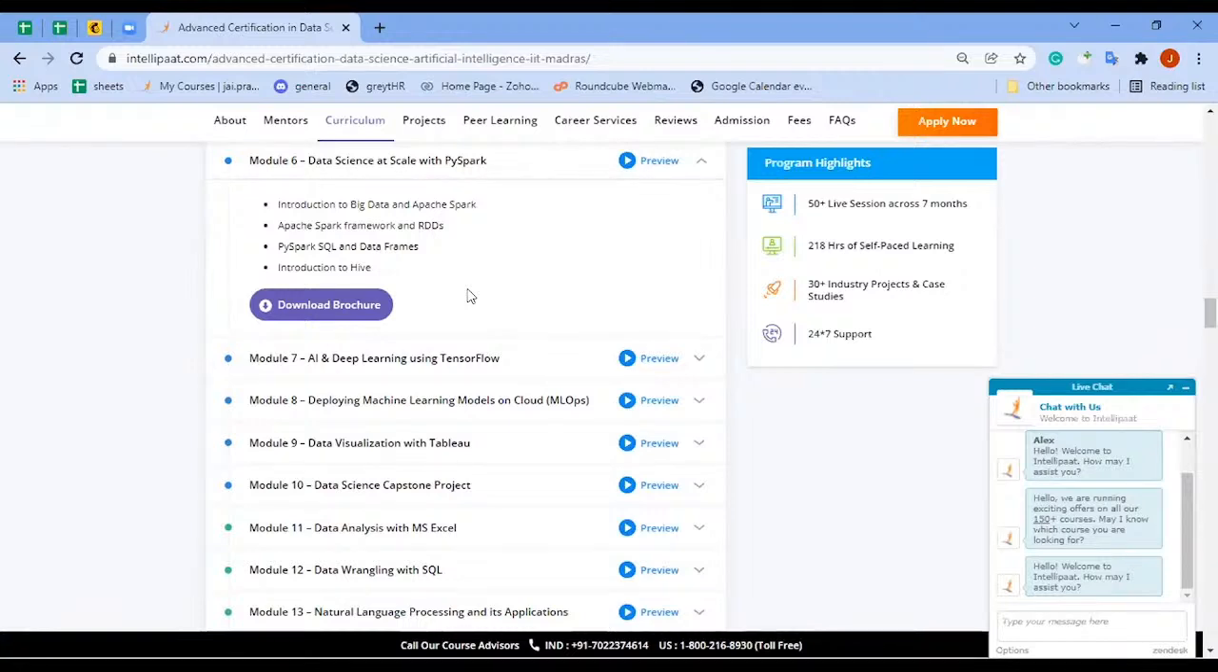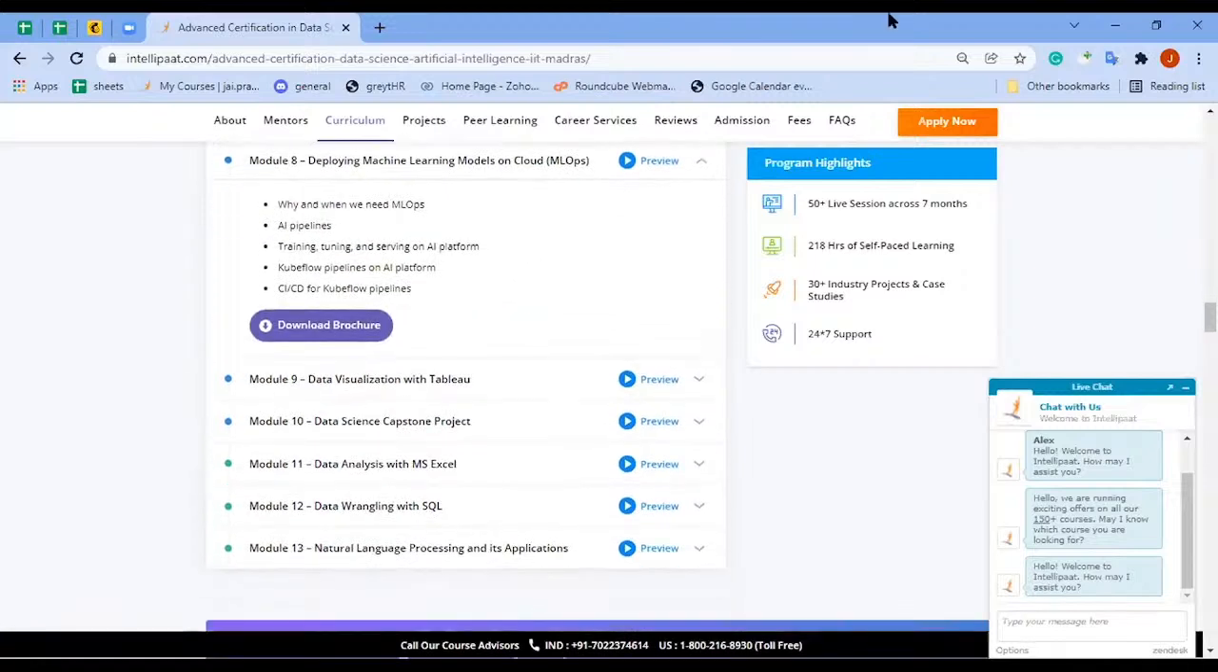Module number eight is the deployment of machine learning models on the cloud platform. Now see, a lot of institutes will teach you what is machine learning, but they don't teach you the deployment part of it. We are covering that as well, which is called MLOps.